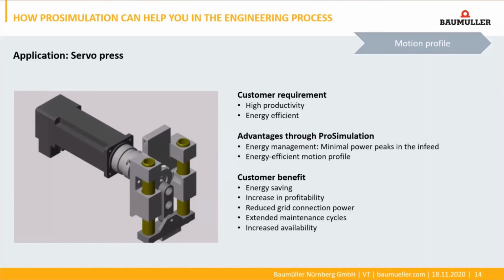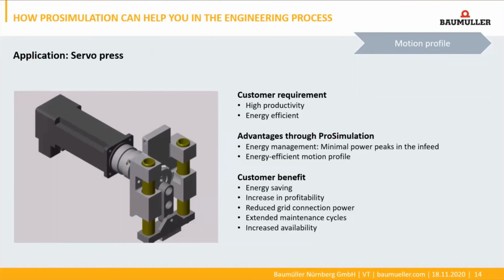The customer required high productivity with simultaneous engineering efficiency. By using ProSimulation, the customer was able to recognize the power peaks of his machine through energy management and to reduce them through suitable actions. Furthermore, he was able to find an energy-efficient motion profile by trying different settings.